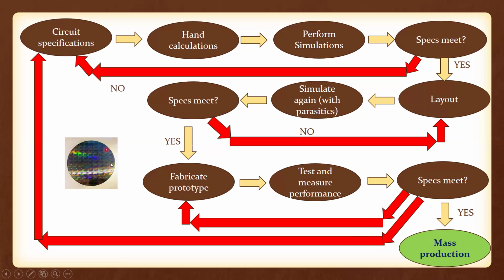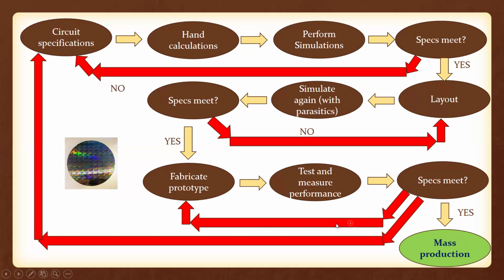Okay, and here you see how mass production looks like. So this is, for example, a 200 millimeter diameter wafer, and there are hundreds or even thousands of chips, and 90% of them are good working prototypes, so the yield of the design is 90%.